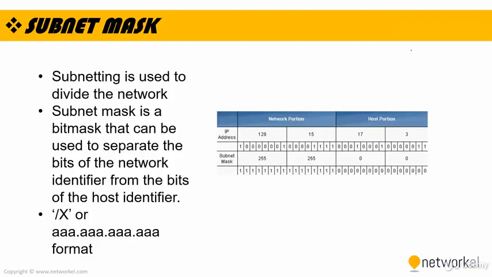Alright, let's take a look at the subnet mask now. Subnetting is used to divide the network, and a subnet mask is a bit mask that can be used to separate the bits of the network identifier from the bits of the host identifier. We should use serial ones to represent the subnet mask, and we have some exact values that we can use when we represent the subnet mask. We can represent a subnet value in a /x format or in a format like an IP address. I'm going to show you that now.